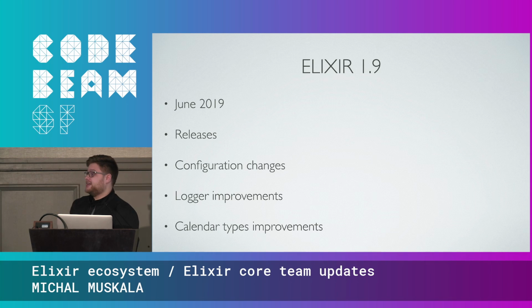So Elixir 1.9. Elixir is on a 6 months release schedule, releasing usually around June and around January. So 1.9 was released last year in the summer and introduced a couple big features, most notably releases and related configuration changes, but also some improvements to the logger, in particular how it deals with overload scenarios, though this is mostly obsolete by 1.10, so I'm going to skip that part, and also improvements in calendar types.